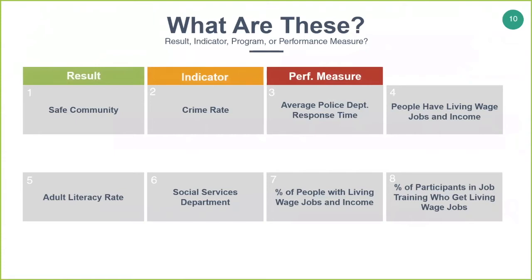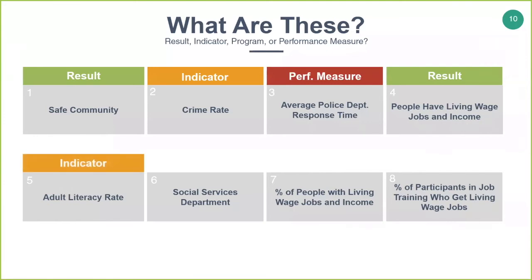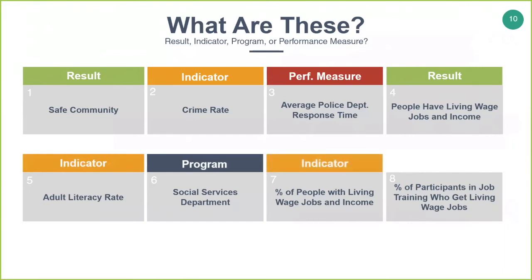People have living wage jobs and income. At the community level, that's a result because we're looking at census data or something that tells us the number of people in the community that have living wage jobs and income. The adult literacy rate is also an indicator because that's community level data. A social service department is a program. And the percent of people with a living wage job and income, if they are at the community level, that's an indicator, as you can see, because we're talking about the percent of people in the community that have living wage jobs. But if we talk about the percent of participants in a job training program who get living wage jobs, that's a performance measure. So that's kind of the distinctions between results, indicators, programs, and performance measures.